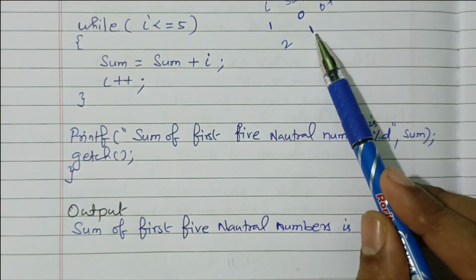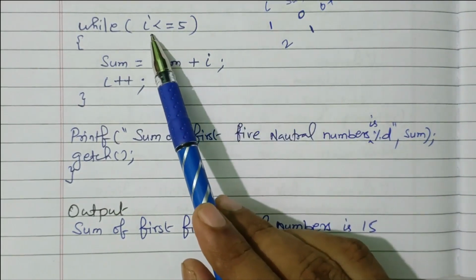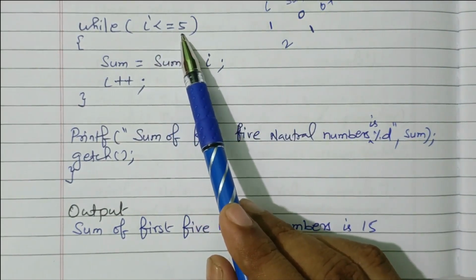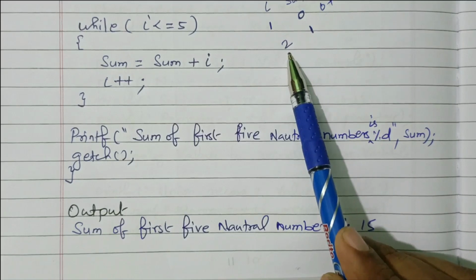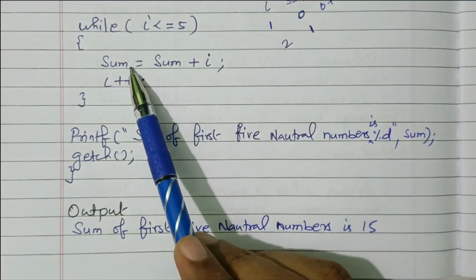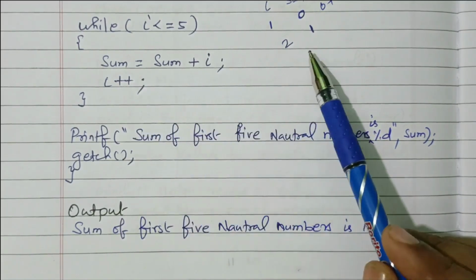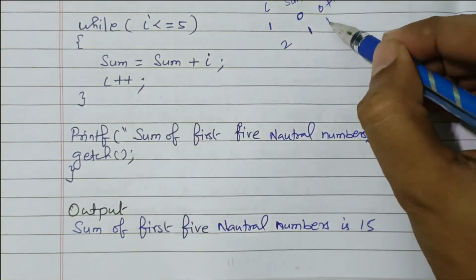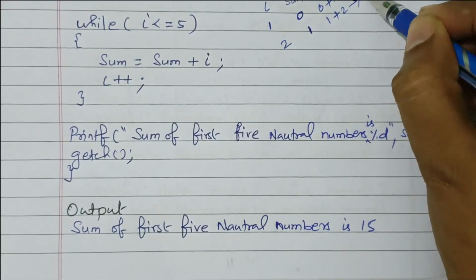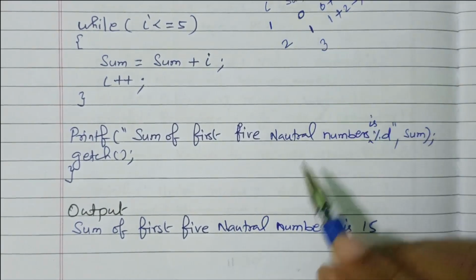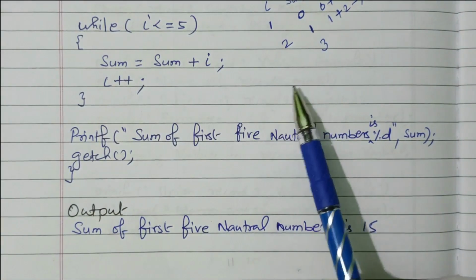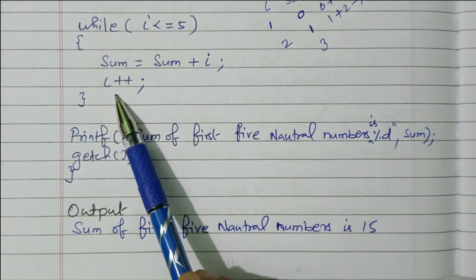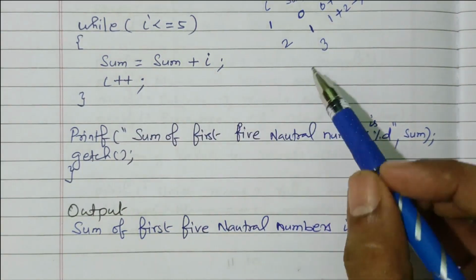Sum is 1. Again it will check the condition. I less than or equal to 5 is true because I is 2 only. Again it will execute the statement. Sum equal to sum plus I. What is the sum value? Sum value is 1, I value is 2. Right. So 1 plus 2, now it becomes 3. The sum value becomes 3. Right. Again I value is incremented. So 2 plus 1, 3.